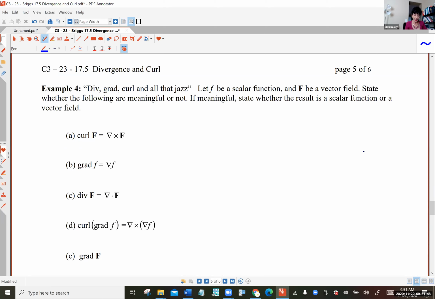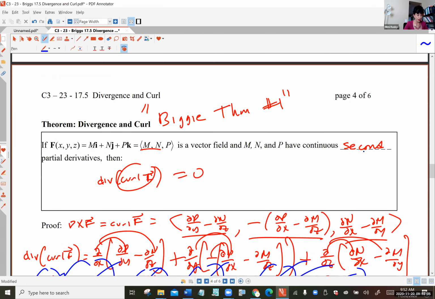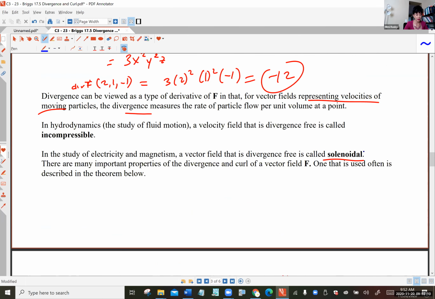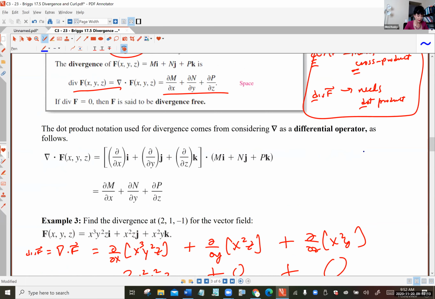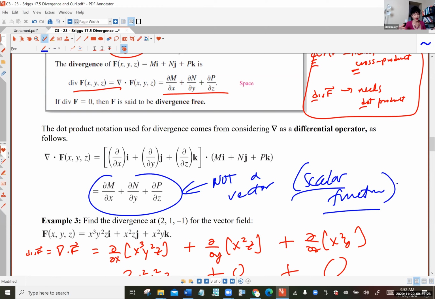Okay, so let's finish today's lecture with meaningful yes or no. If you decide one of these things is meaningful, then you have to say if it's a scalar function or a vector field. Keep in mind, I just taught you divergence and curl. Curl is a vector: when you take the curl of something, you get a vector. When you take a divergence of something, what do you get? It's not a vector. It's a scalar function. A scalar function is the result of a divergence of a vector field.